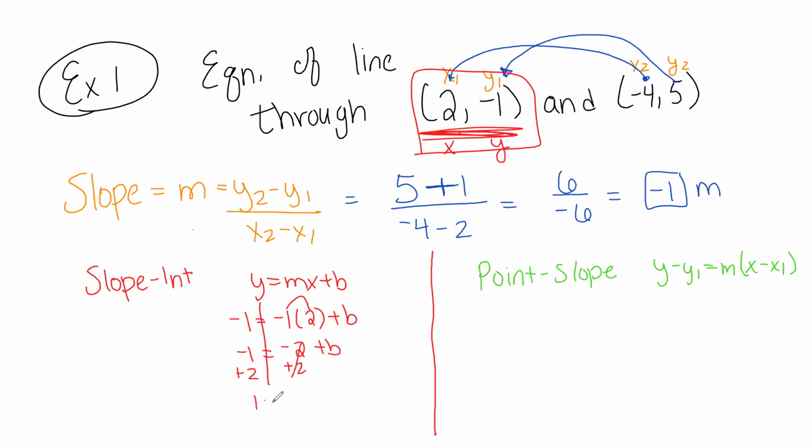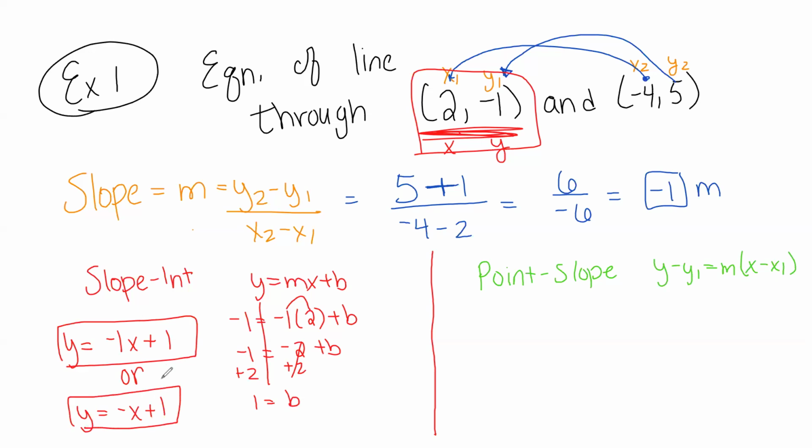So we get 1 equals b. And then your final answer is y equals mx plus b, which is y equals -1x plus 1. Yes, you could take off the coefficient and say just -x plus 1. Either way is fine. They're both correct. Okay, that was using my preferred method, the slope-intercept form, to find the final answer.